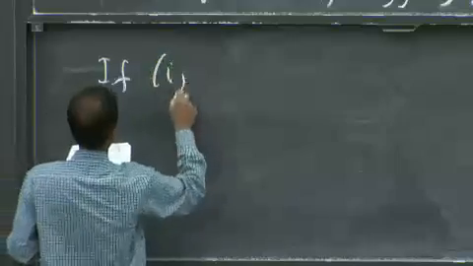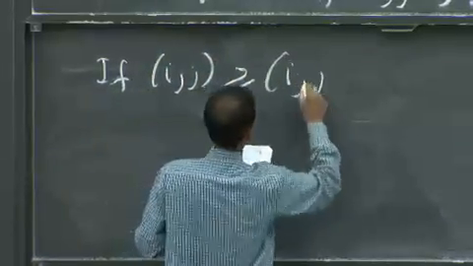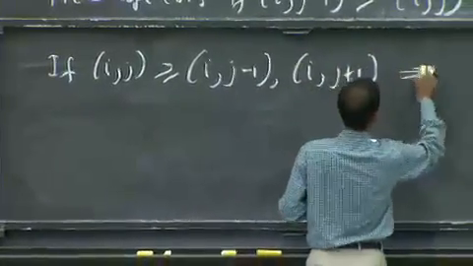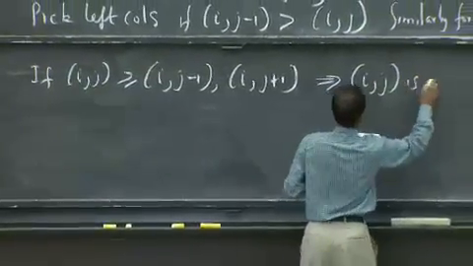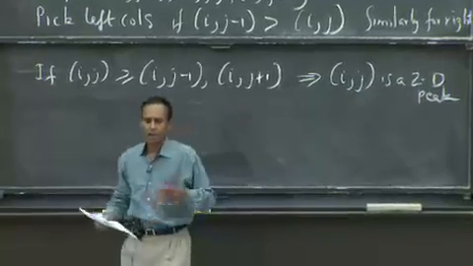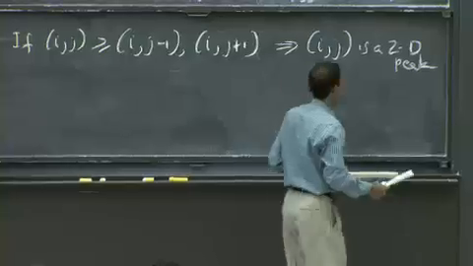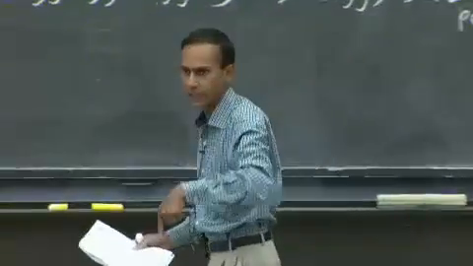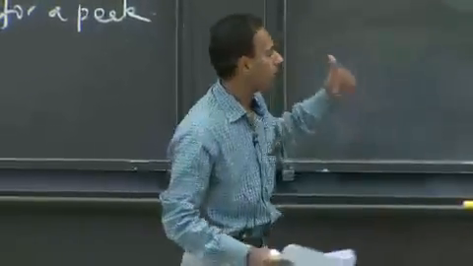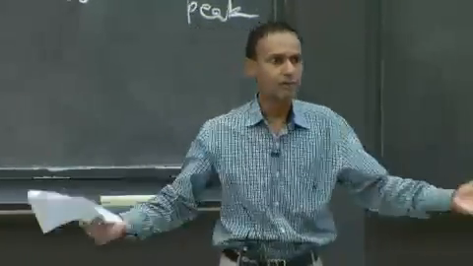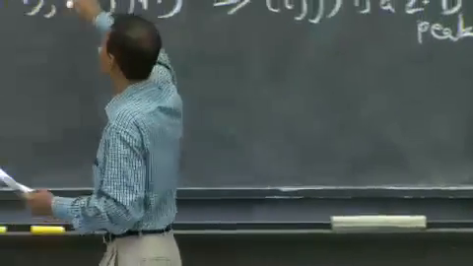Just like I had for the 1D version, if i comma j is greater than or equal to i comma j minus 1 and i comma j plus 1, that implies ij is a 2D peak. Okay? And the reason that's the case is because i comma j was the maximum element in that column. So you know that you've compared it to all of the adjacent elements looking up and looking down. That's the maximum element. Now you've looked at the left and the right, and in fact it's greater than or equal to the elements on the left and the right, and so therefore it's a 2D peak.